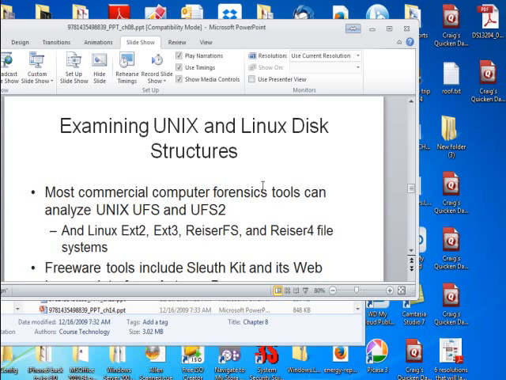And I apologize for the interruption in the middle. Hopefully everything is back together again.